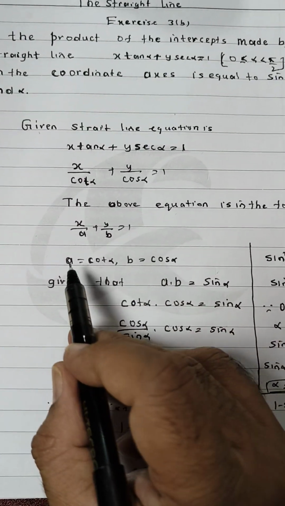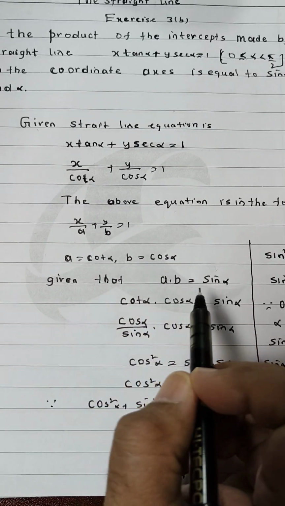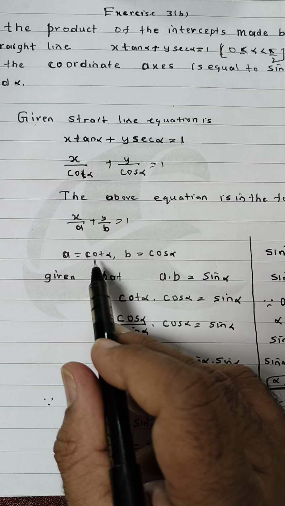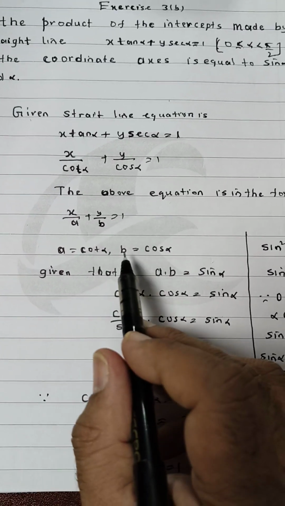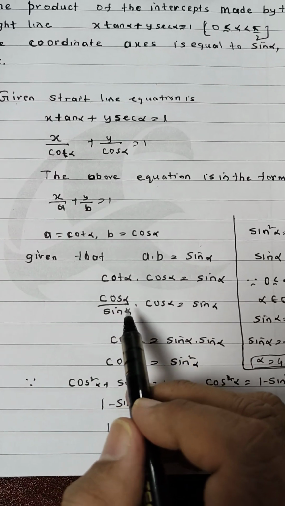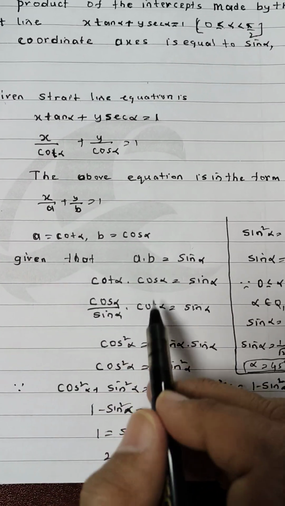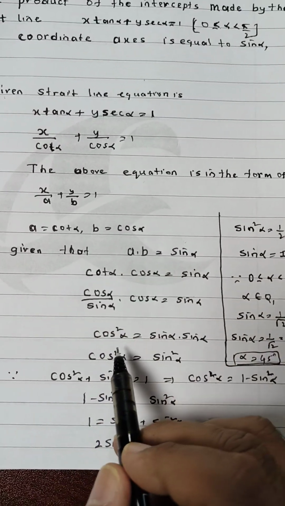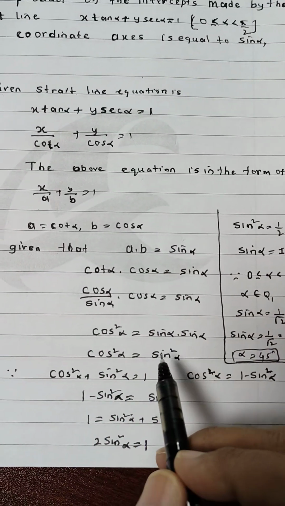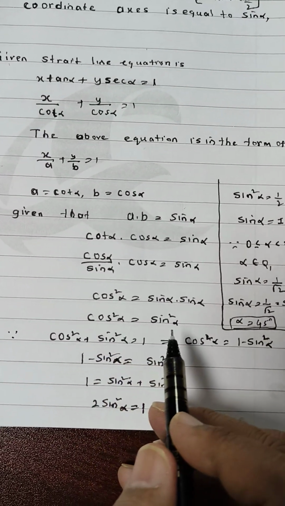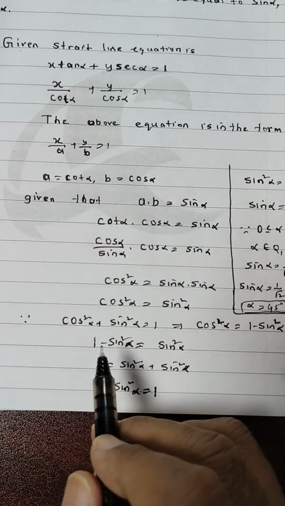Now, the product of the intercepts means a into b, which is given as sine alpha. A should be substituted with cot alpha and b with cos alpha, so this is equal to sin alpha. Cot alpha can be written as cos alpha by sin alpha, into cos alpha is equal to sin alpha. Cos alpha into cos alpha is cos square alpha. Upon cross multiplication you will get sin alpha into sin alpha. So cos square alpha is equal to sin square alpha.